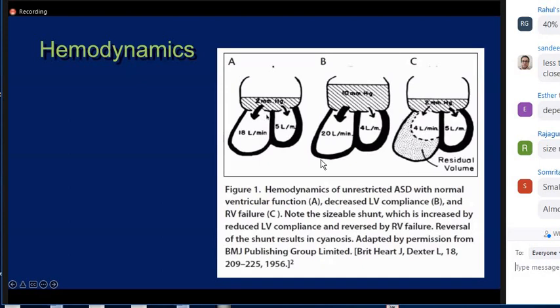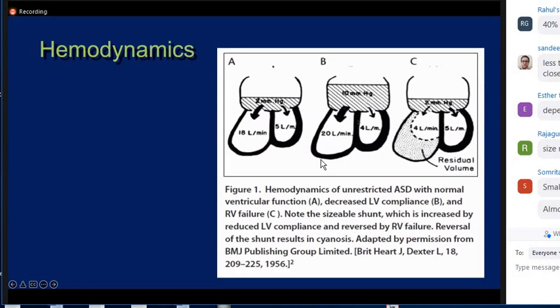When you see an ASD during childhood, the shunt may be just less than 2:1, if you have a 10 or 15 millimeter atrial septal communication, whereas the same ASD in the above 40 years of age group, you will have a significant shunt, a disproportionate shunt to the degree of atrial septal communication.